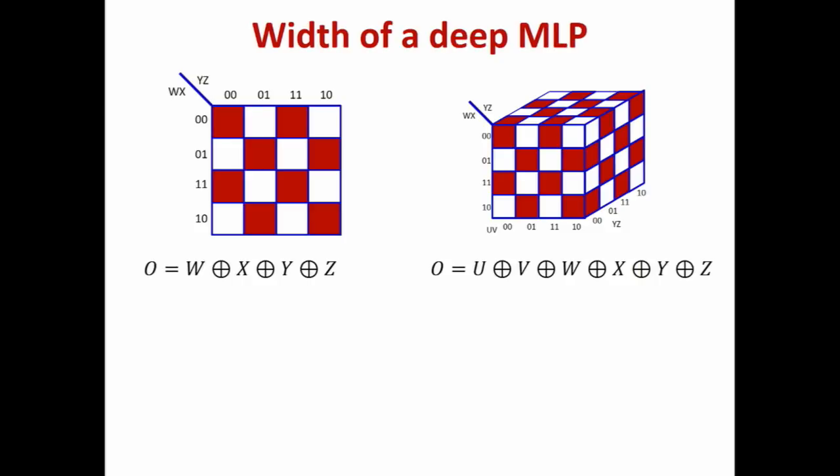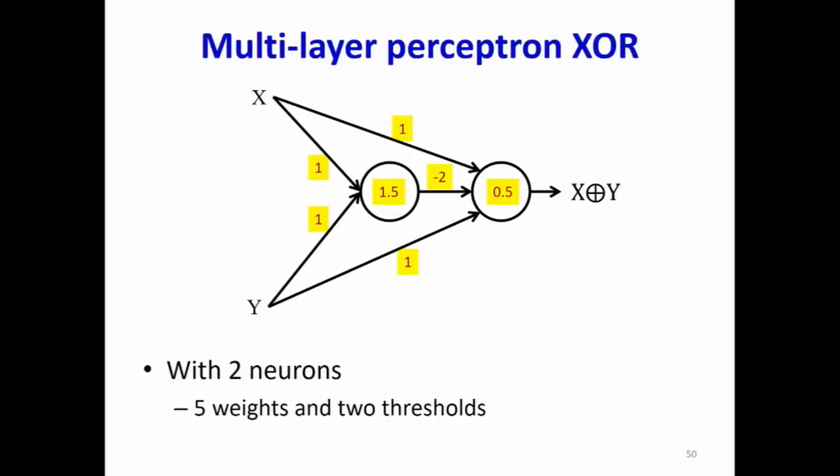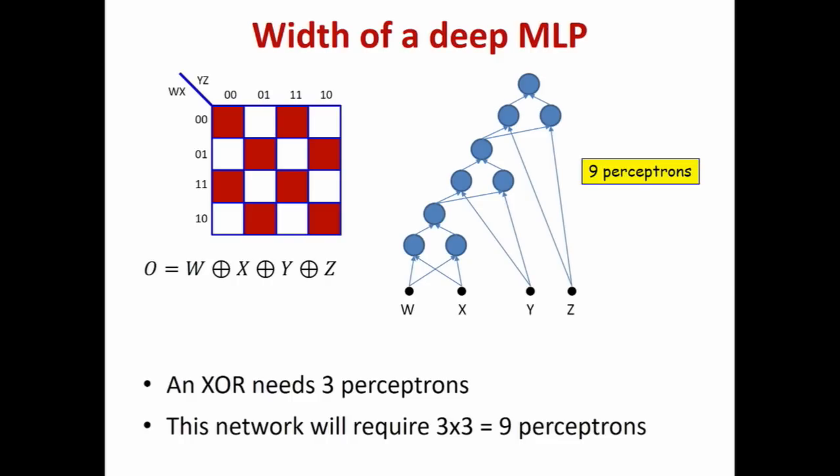Now, how many units do I need? How many units do I need for an XOR? 3. Actually, I need 2. Right? I can do an XOR using just 2 perceptrons. The 3 is an easy design, but because I'm allowed to use fractional thresholds, I can actually construct an XOR using just 2. I'll continue to assume that we can use 3. We're going to use 3 in the rest of my slides.